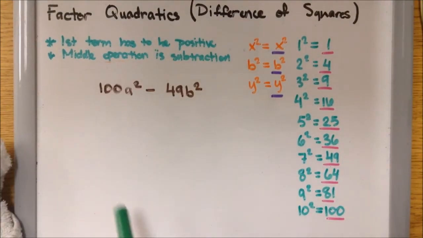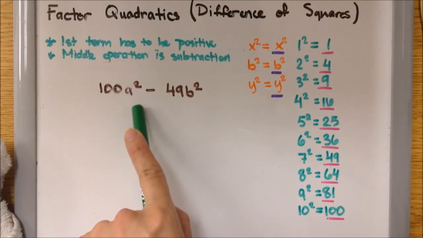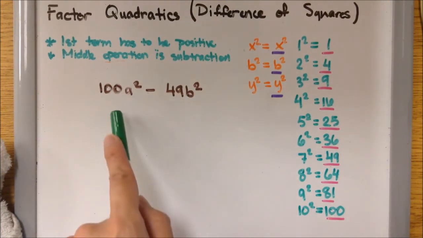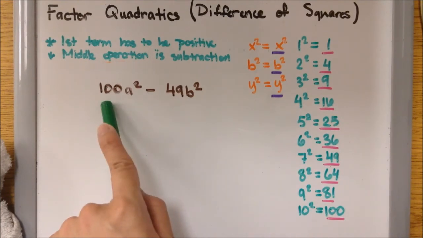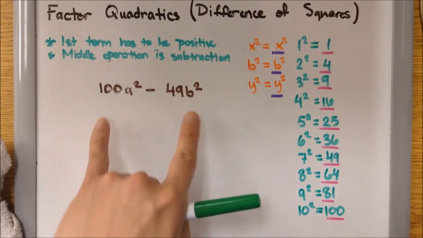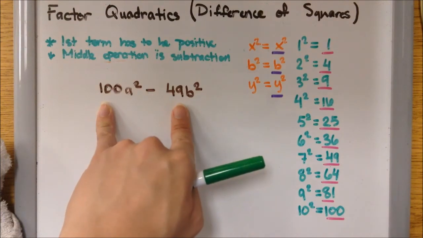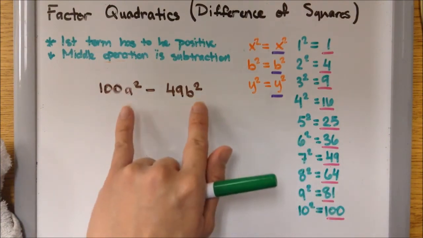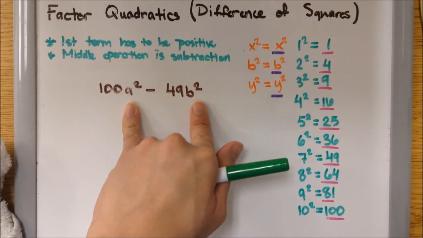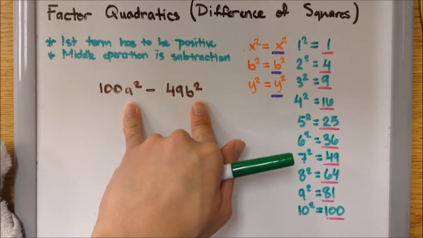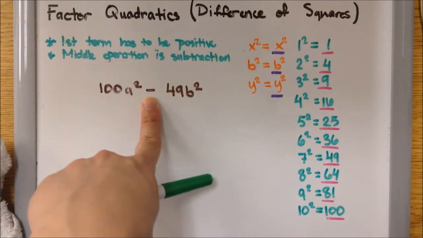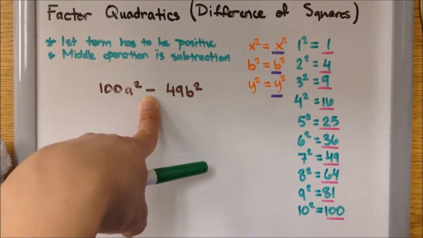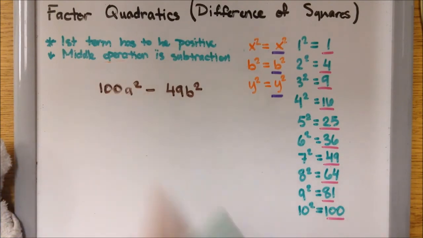In our fourth example, we have 100a squared minus 49b squared. So first, let's check. The first term is positive. We're good to go. Both numbers, 100 and 49, are both perfect squares. Good to go. A squared, b squared, also perfect square. We're definitely good to go. Next, and lastly, the middle operation, it's subtraction, so we're for sure good to go.